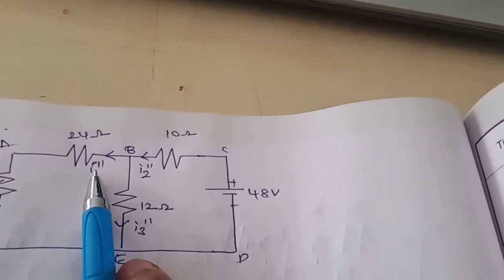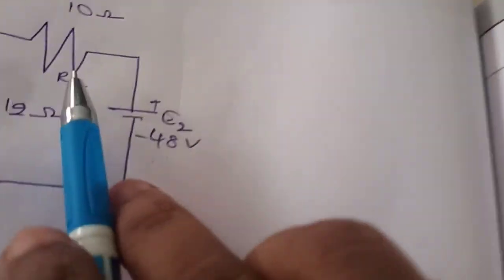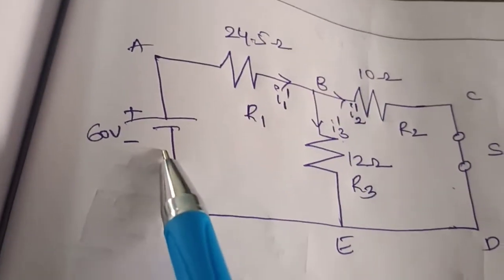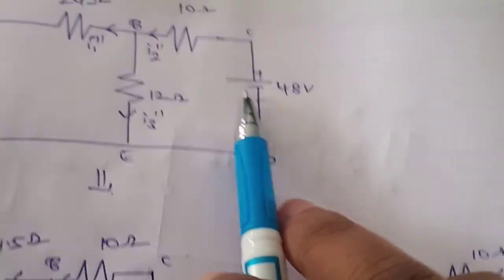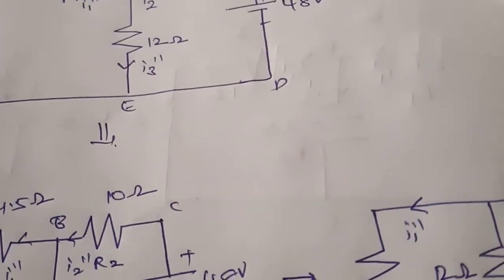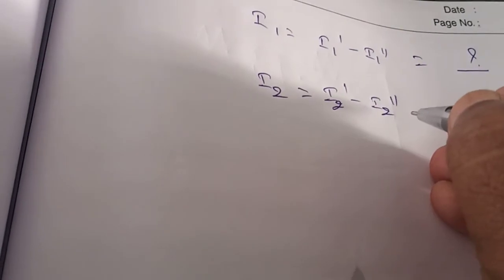because the directions are reverse. If both the directions are same, you have to add. So here I1 dash is in this direction. When you consider 48 volts, I1 double dash is in this direction. So simply substitute that I1 dash and I1 double dash and write down the solution. Next, I2 is nothing but the current flowing in the second branch. When you consider 60 volts, what is the I2 direction? It is in this way. And when you consider 48 volts, it is in this way. Both are reverse. So I2 dash minus I2 double dash.